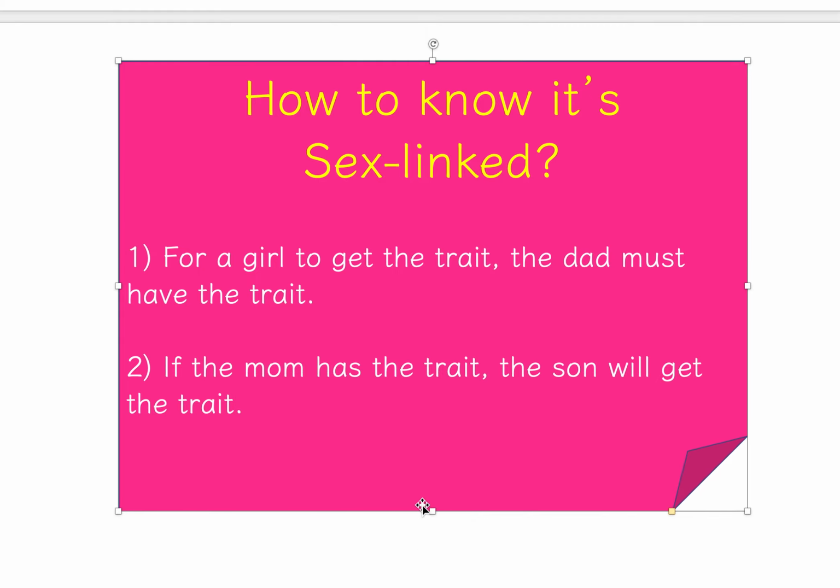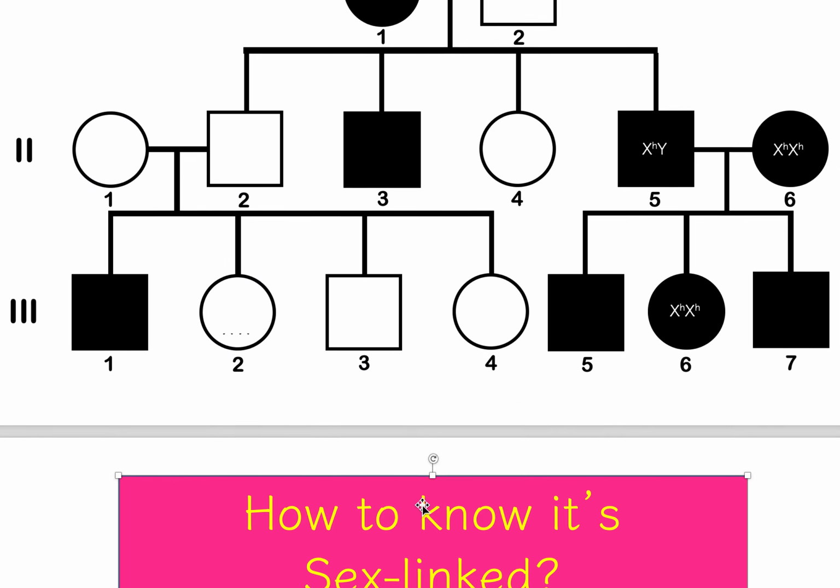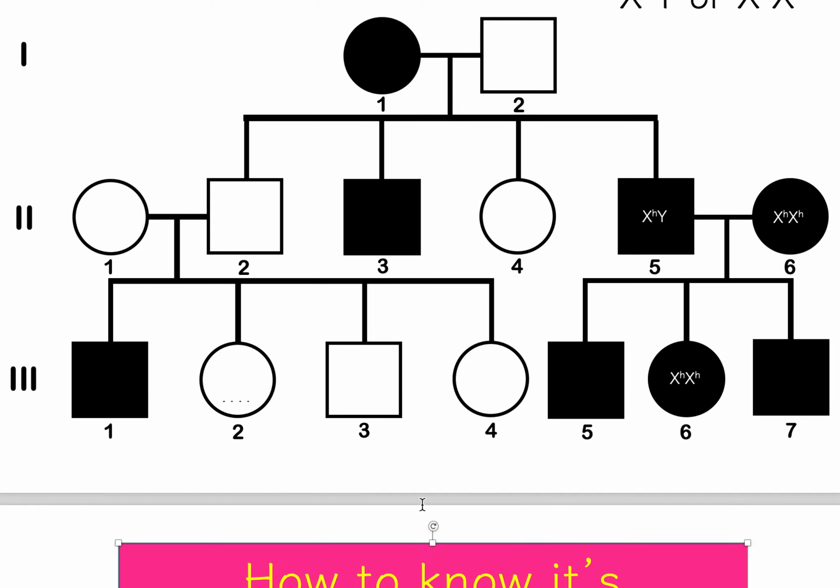If the mom has the trait, the son will get the trait. Okay, so we know the son can only have one X chromosome, right? And we know he gets that X chromosome from the mom, okay? Because he's gonna get the Y chromosome from the dad. So let's look at these boys. He's gonna get the Y chromosome from dad, and if the mom has the disease, he will get the disease, okay?